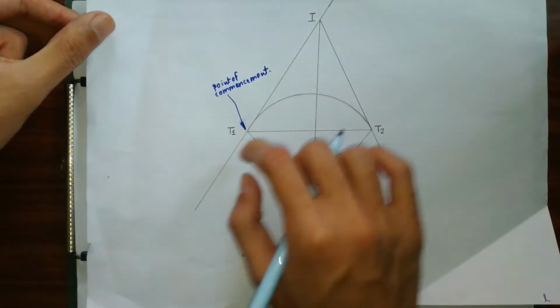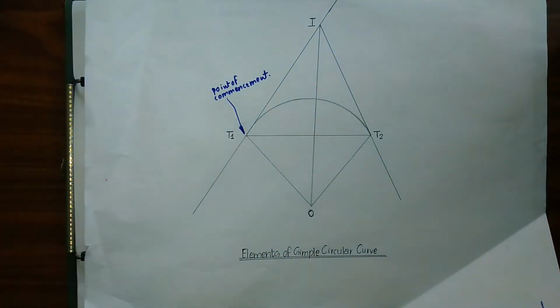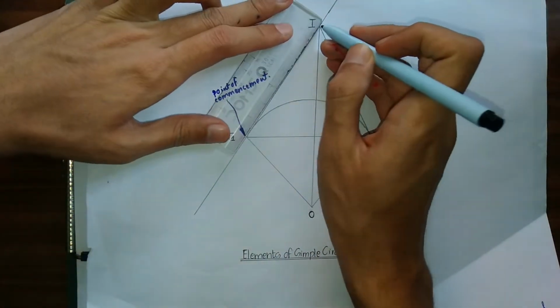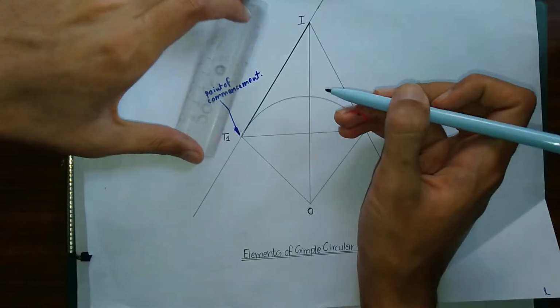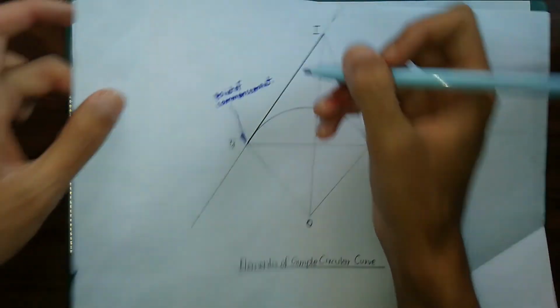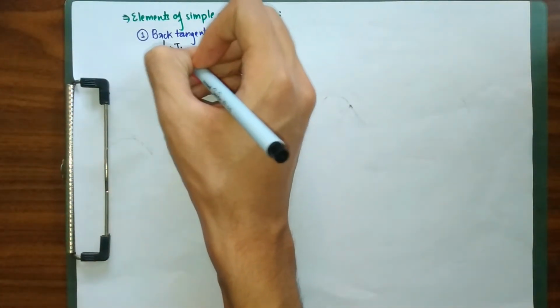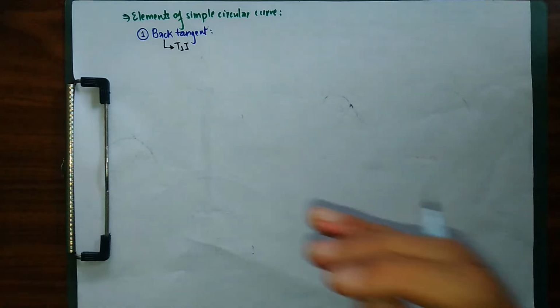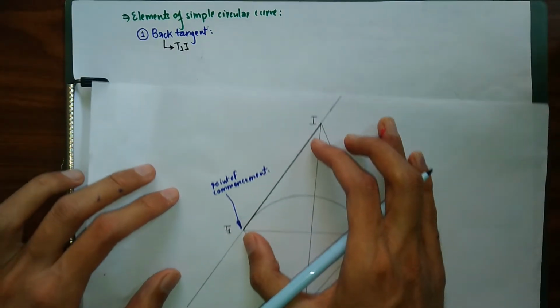As you can see here, this is T1I. Let me mark this in black color. So we have our tangent T1I, denoted by the black color. This one is our back tangent. From our figure, as you can see here, this T1I is known as the back tangent.